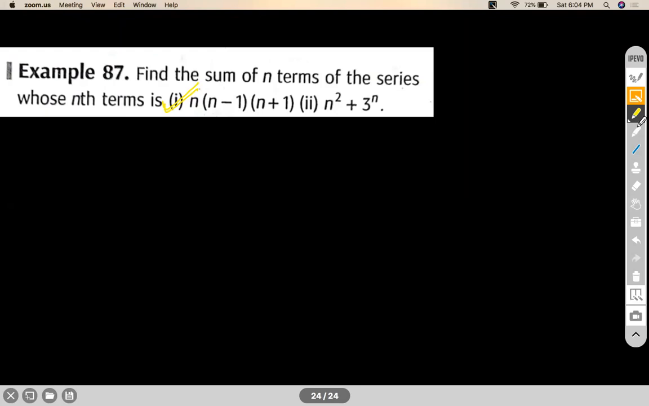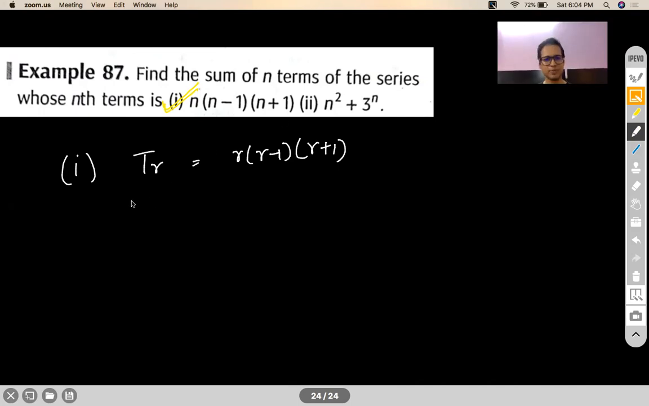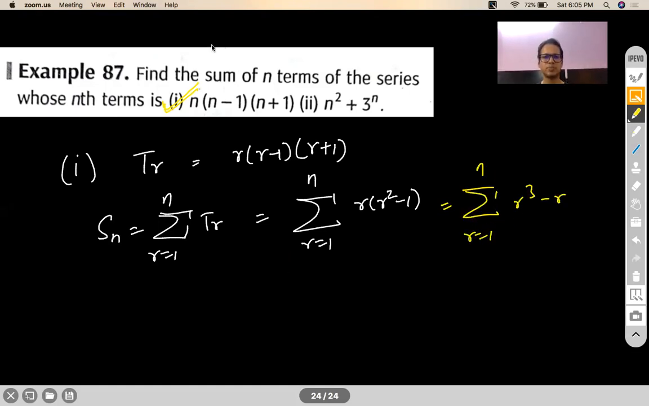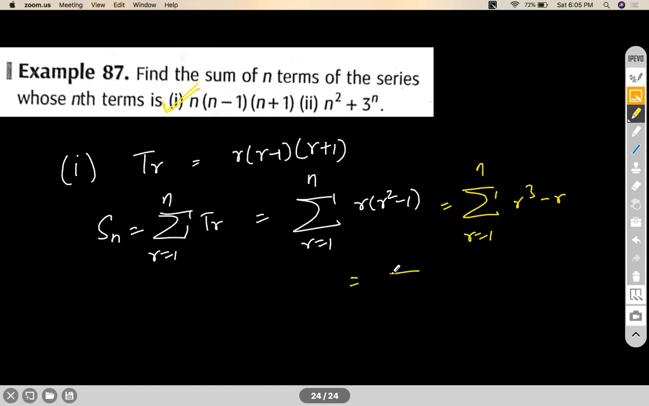Done. Very good. Okay. So guys, for the first question, if you have been given the nth term, it means you are given the rth term also. It's all about replacing n with r, right? So what's your sum? Sum is sigma on tr from r equal to 1 till n. Now this is actually (r square minus 1) into r, from r equal to 1 till n. Correct? It's nothing but sigma on r cube minus r. So you can individually write it as sigma r cube from r equal to 1 till n minus sigma r from 1 to n.